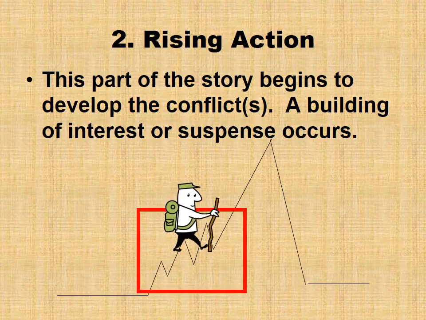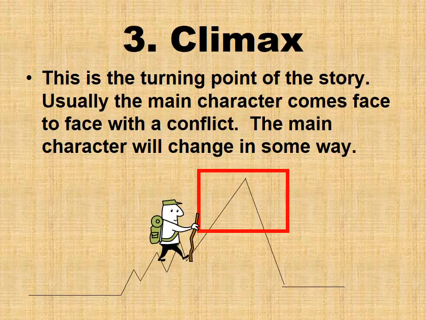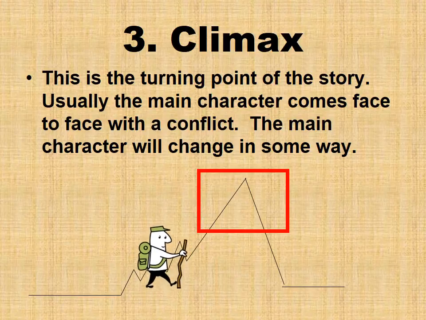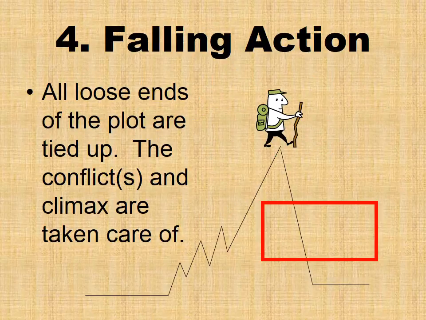One of the things that changes the story is the climax, and this here is the turning point. Usually the main character comes face to face with the conflict. In Little Red Riding Hood's case, her conflict was the wolf, who hid grandmother in some instances. So how does Little Red try to solve the problem? That's what we find out during the falling action.